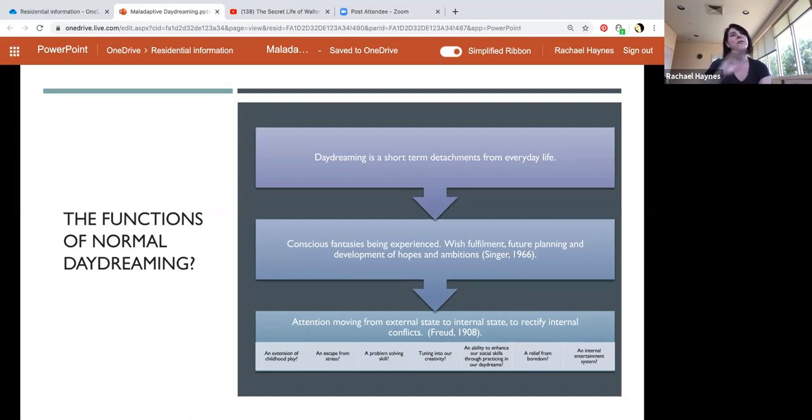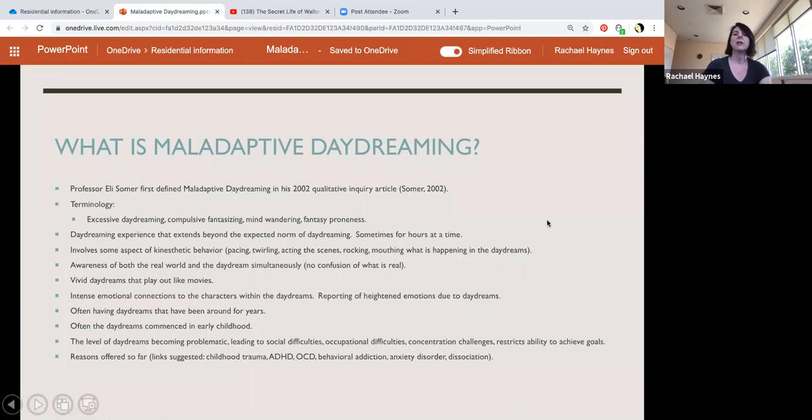So that is, it's kind of short term, it kind of flicks in and out of our conscious awareness. But on the other hand, maladaptive daydreaming, well, this is a term that was first suggested by Professor Eli Somer. Now, he's an Israeli professor, a psychologist, a lecturer. And in 2002, he was working across a trauma clinic in Israel and also within Haifa University as well. Now, he noticed that some of his patients in the trauma clinic were beginning to report to him excessive daydreaming, excessive fantasy worlds. And he wrote a qualitative inquiry article around this and gave this phenomenon the name of maladaptive daydreaming.